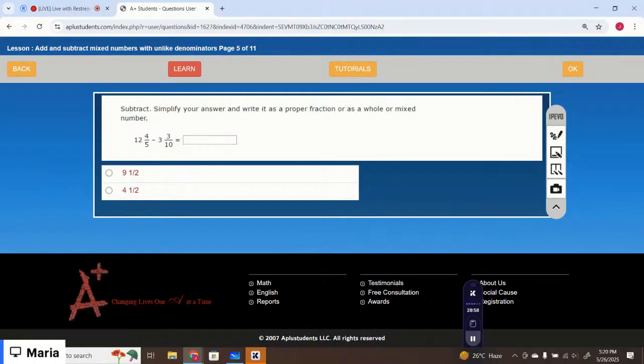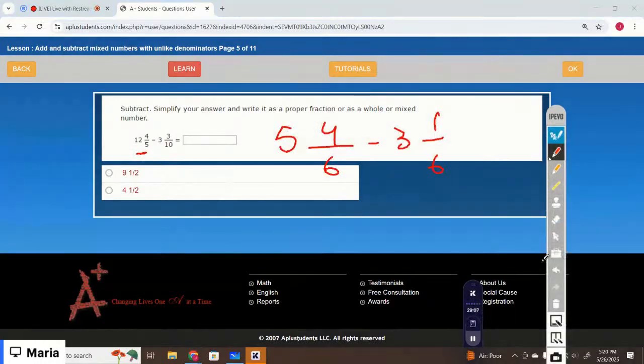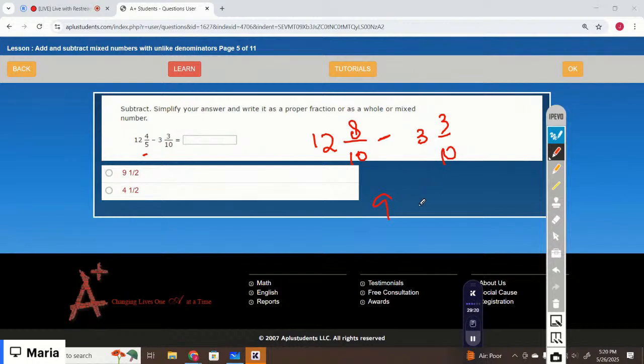12 whole 4 over 5 minus 3 whole 3 over 10. So the first thing is just make the denominators the same. So 2 times 5 is 10, that is 12 whole 8 over 10 minus 3 whole 3 over 10. 12 minus 3 is 9. 8 minus 3 is 5. That is 9 whole 5 over 10. So which is the correct option?